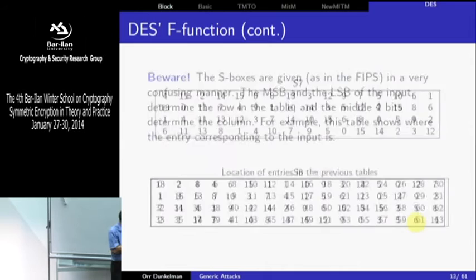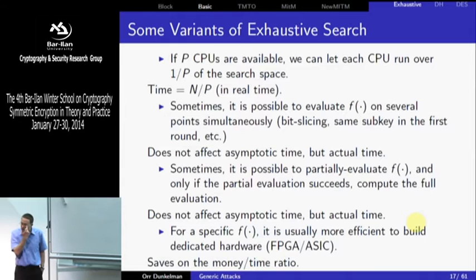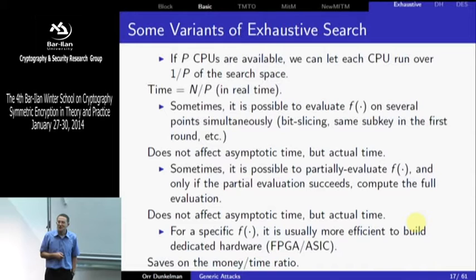And finally, I have to mention that people are actually using other technologies rather than just CPUs, for example, FPGAs or ASICs. Those of you who follow the concept of Bitcoin, you probably heard that at the beginning, everybody was using software, and now everybody is using FPGAs and ASICs and doing various things because they're more efficient when you look at the money per time ratio.